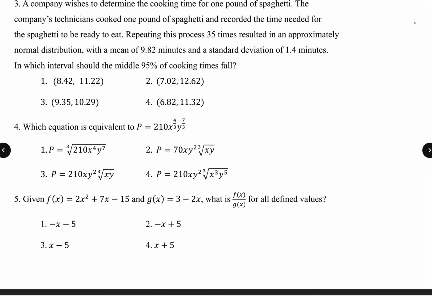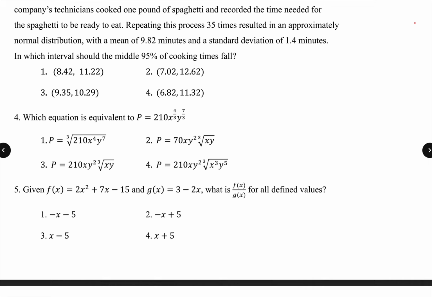Looking at number 4, right? Which equation is equivalent to P equals 210 times x to the power of 4 over 3 and y to the power of 7 over 3? I'll look at this, right? I'll look at my answer choices. Right off the bat, I know number 1 and number 2 don't work because this little 2 to the power of 210 isn't being affected by anything, right?